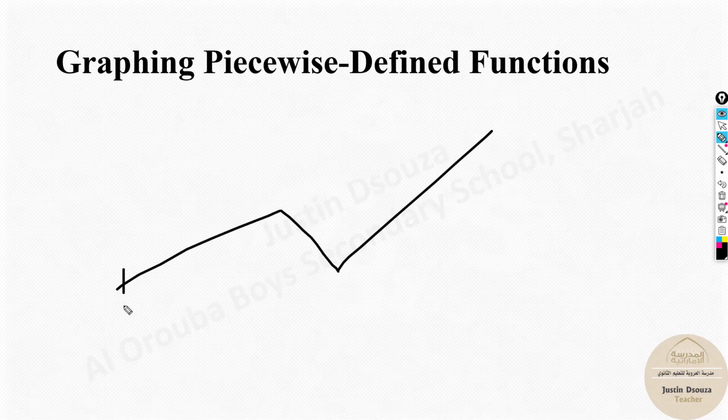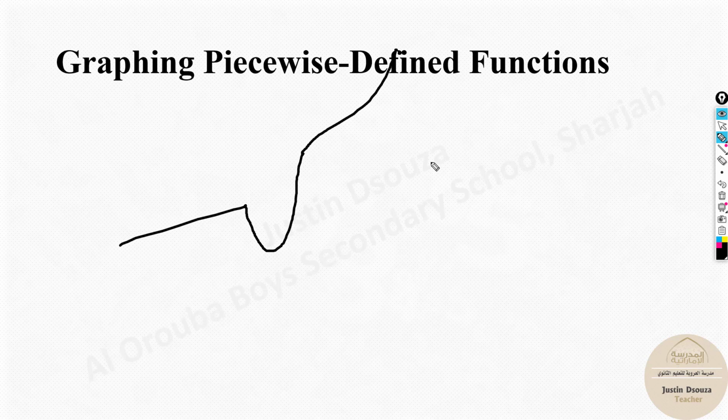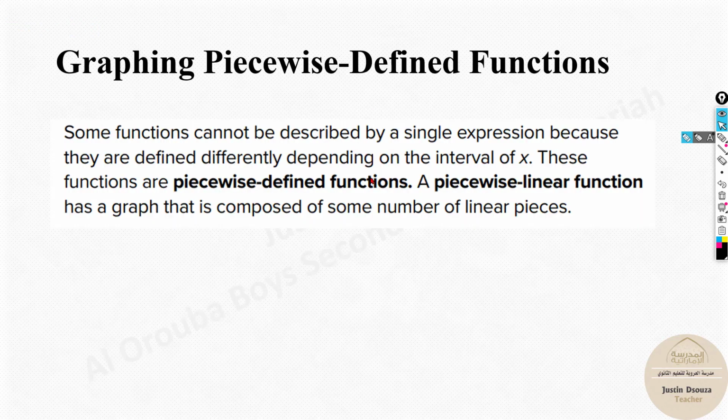These are all piecewise. See, from one point to another there is one graph function, and then it changes, and then it again changes. These are pieces of graph with different functions. Because we're dealing with linear, it's all straight. But if it's non-linear, which you might study in the future, it might be a quadratic or a cubic, and it might be different functions. Okay, so here you need to understand a piecewise linear function as a graph composed of some number of linear pieces.